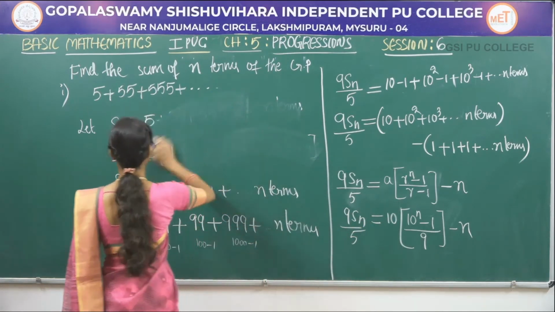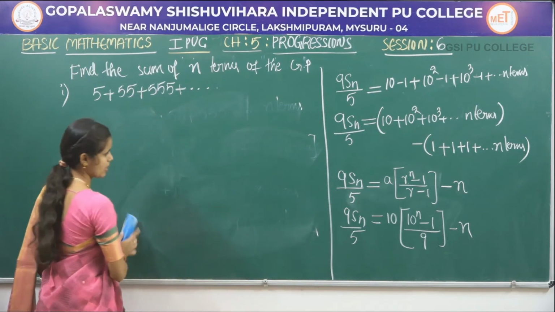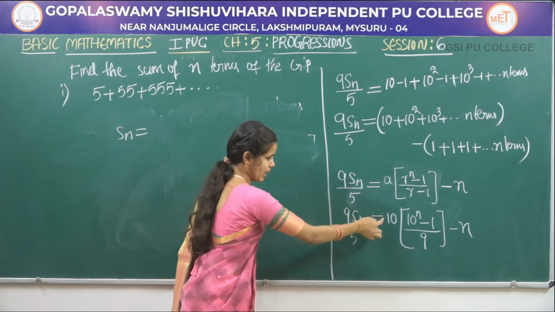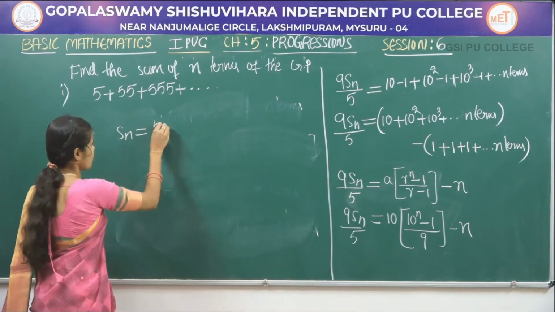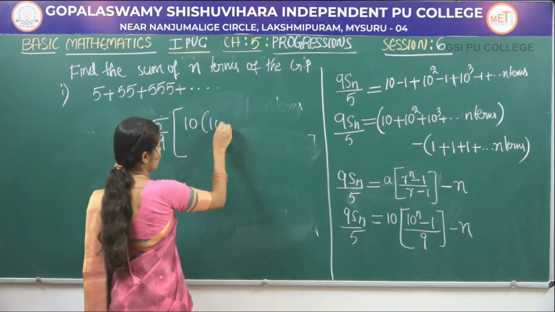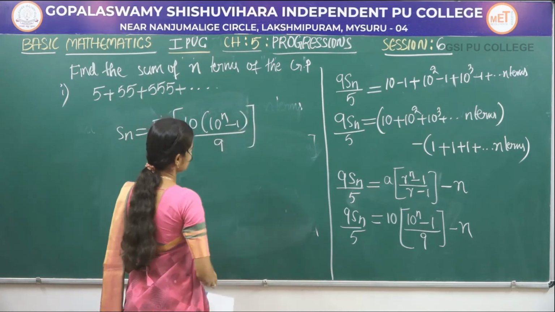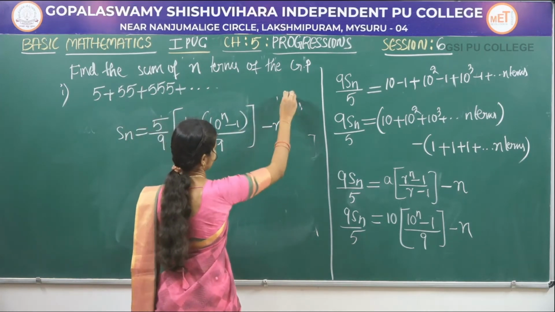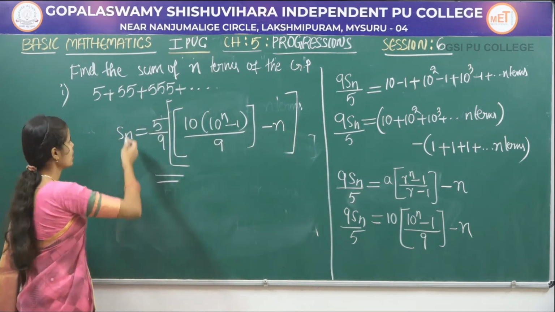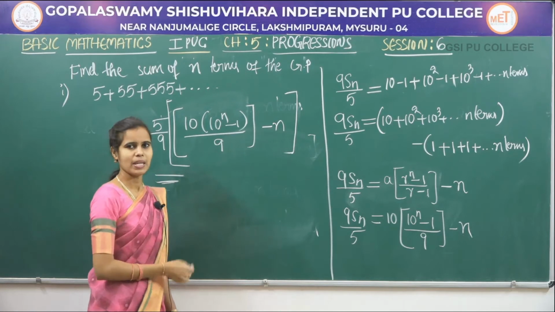So we get Sn is equal to, cross multiply here, 5 divided by 9. 5 by 9 into 10 into (10 to the power of n minus 1) by 9, minus n. So this is the required sum of the terms 5, 55, 555. Okay, next problem.